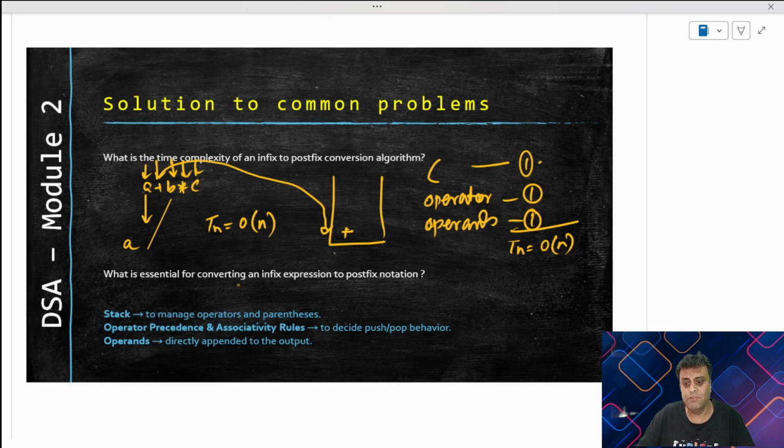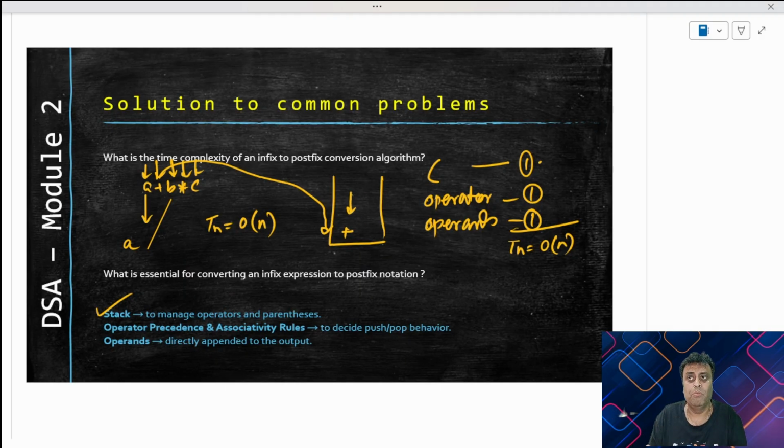What is essential for converting an infix expression to postfix? We know that. We need a stack, of course. To convert infix to postfix, definitely we need a stack, right? We have done it using stack. This is how we had done it, right? We had taken the operands, put them on the output. We had taken the operator, put it in the stack. Then we applied some rules. So we need that. What we also need is that we applied some rules, right?